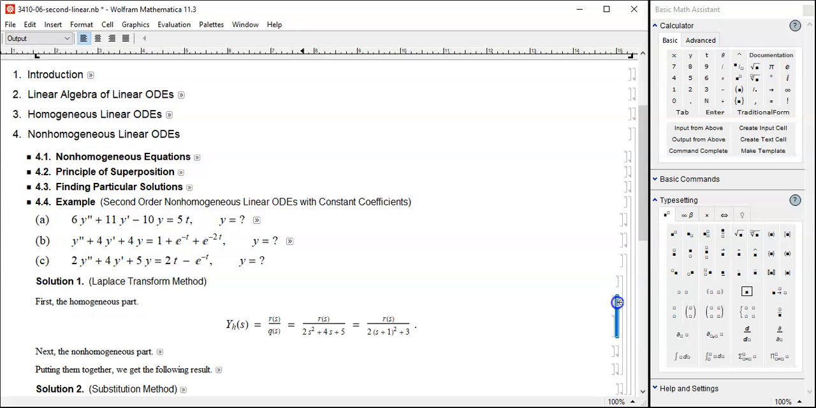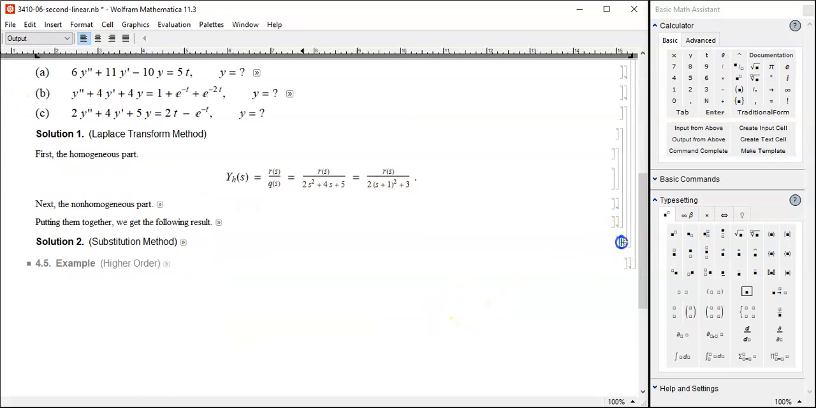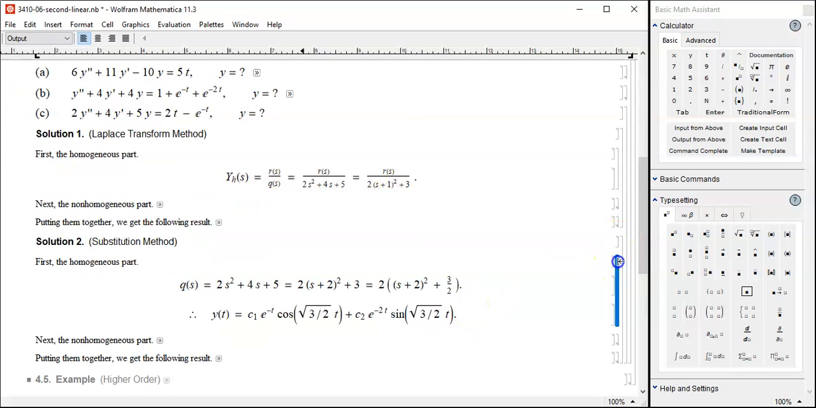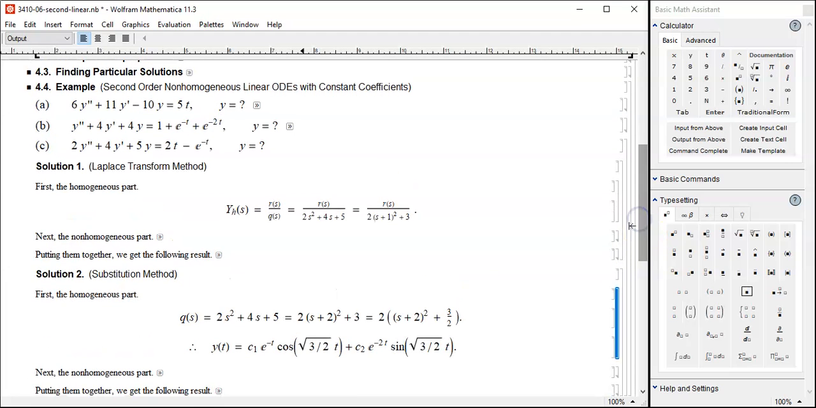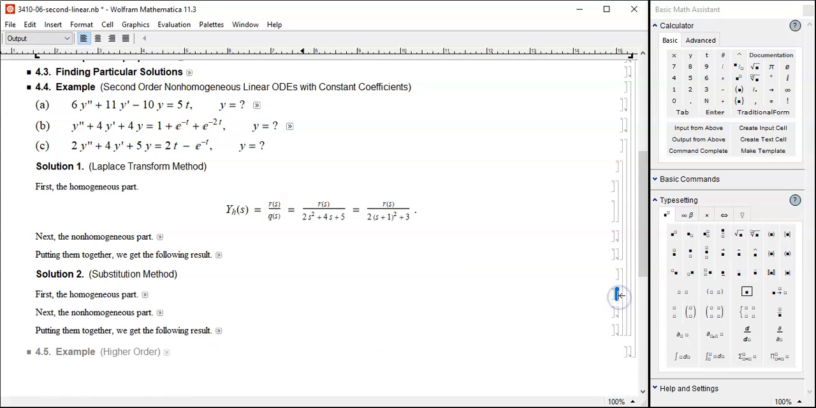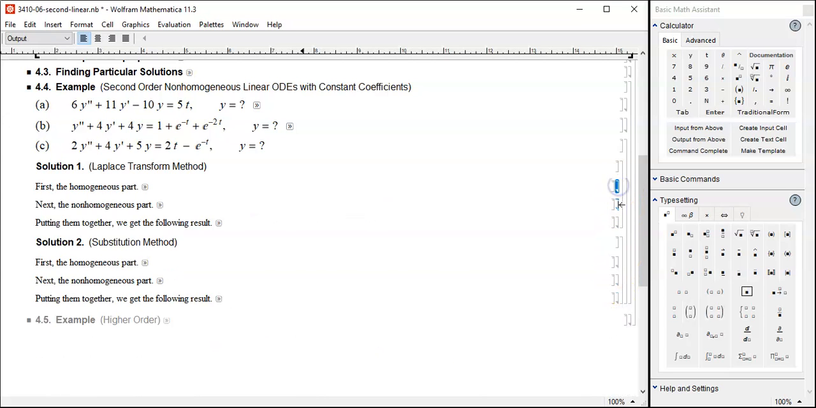How about the homogeneous part? We get this, and then we have exponential sine and cosine. And then how about the substitution method? Characteristic polynomial can be factored like this, or it cannot be factored, excuse me, it can be transformed into complete square plus square like this. So we have exponential sine and cosine, yes. And then the non-homogeneous part.